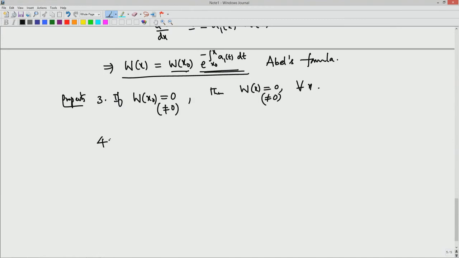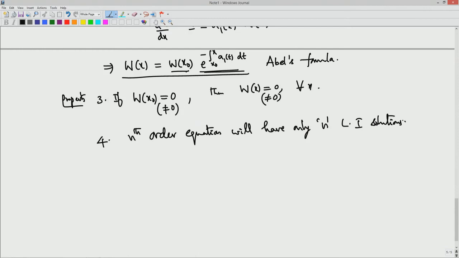So the fourth property: for the second order equations you have done, the second order linear homogeneous equation will have only 2 linearly independent solutions. Here, the nth order equation will have only n linearly independent solutions. So the proof is exactly the same.